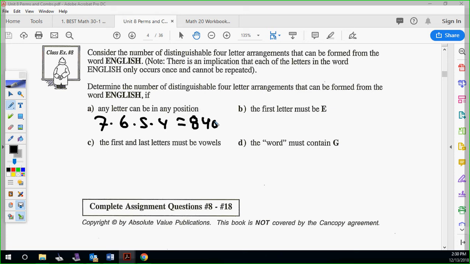L, I, S, H, I don't know. Anything like that. So how does it change if I say the first letter must be an E, though? So then it goes exactly. The E is locked in, and we just picture that as a 1. Good. And then it's 6, 5, 4. So 120 for that way. Interesting how just one less letter, right, makes it much smaller.